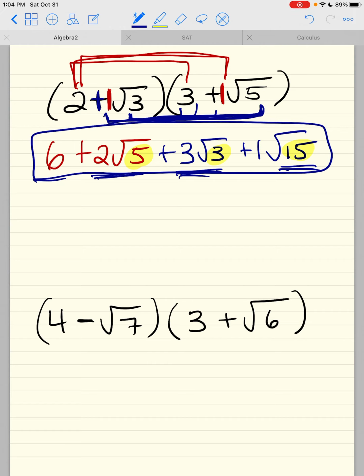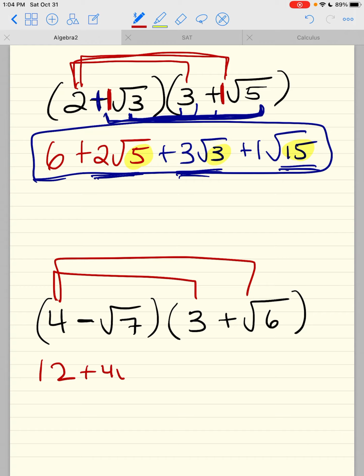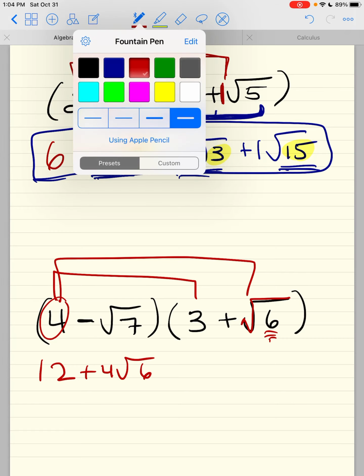Let's try another one. Here we have first, that's 12. Outer, that's a positive 4 radical 6. Once again, the 4 cannot touch the 6. Think of this as inside, so it cannot go inside. So that's your first and that's your outer.